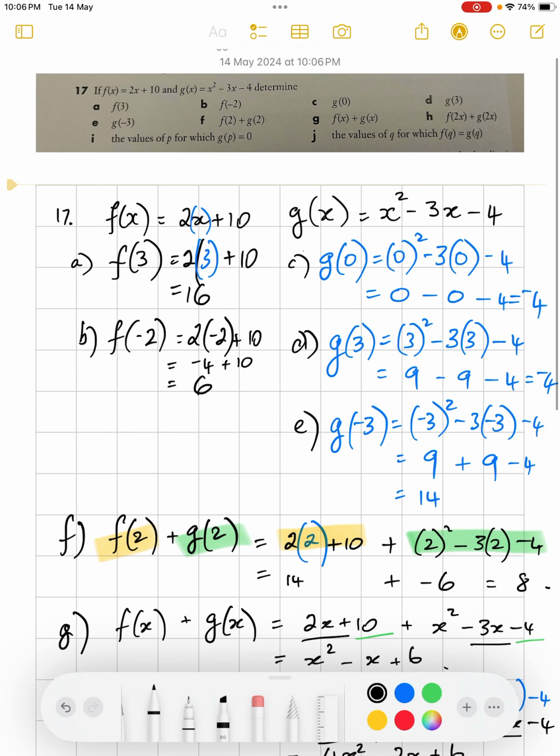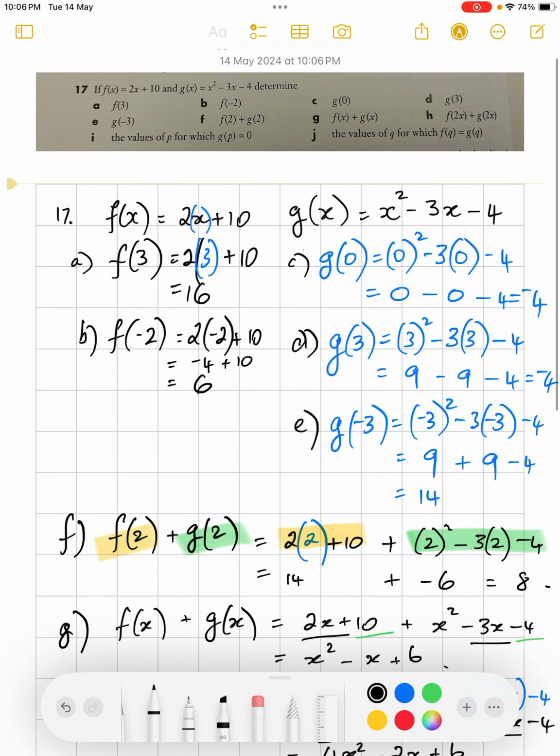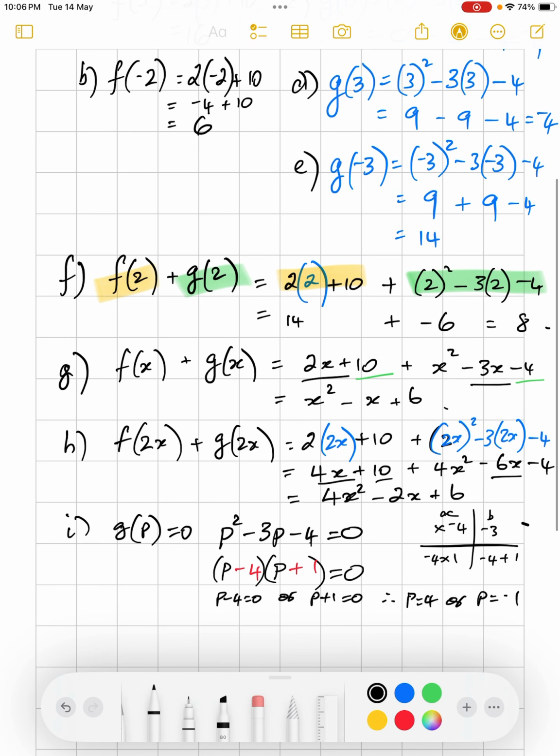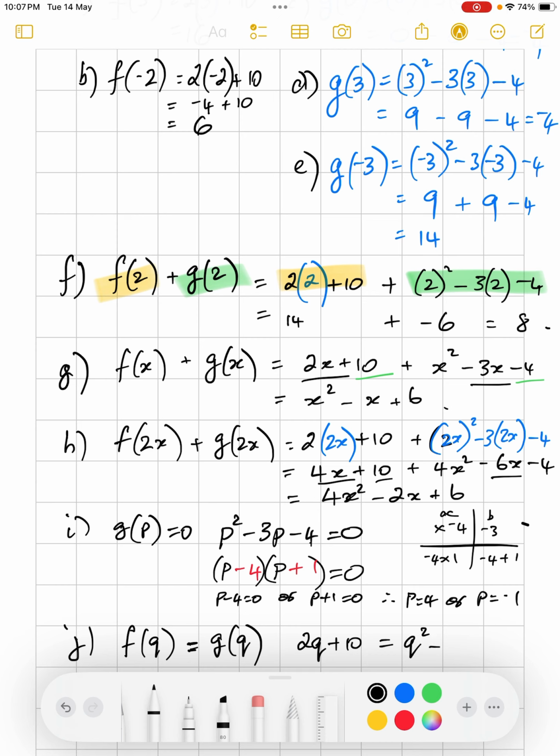And do we have time for one more? The value of q, where the function f of q equals g of q. So f of q equals g of q. Now put a q in the f function. So 2x plus 10, 2q plus 10. All right, that's the f. Now put a q in the g function over here on the right-hand side of the equal sign. So we've got x squared, so q squared. Take away 3x, so minus 3q minus 4.